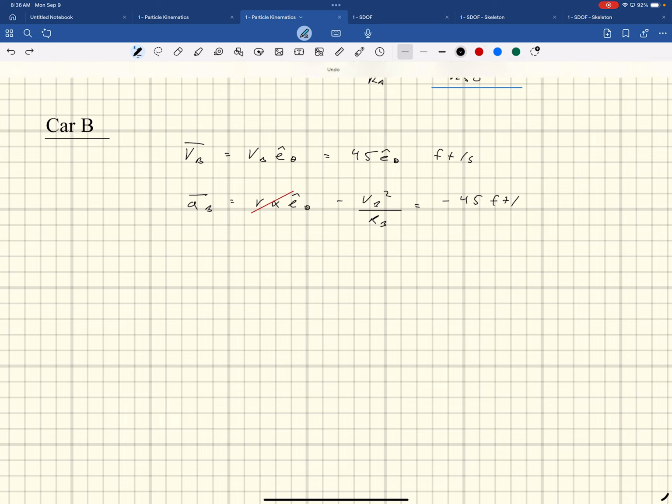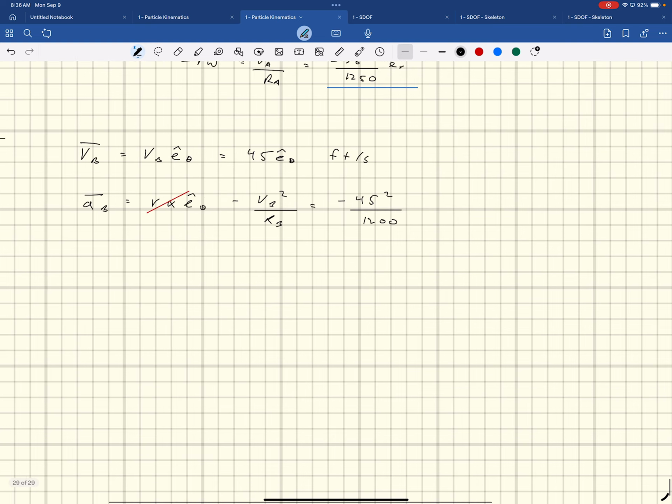Oh, sorry. Getting ahead of myself. 45 squared all over 1,200 feet per second squared. Oh, and then in the, well, that's directions. Oh man, I'm falling apart here. This is in the e r direction.